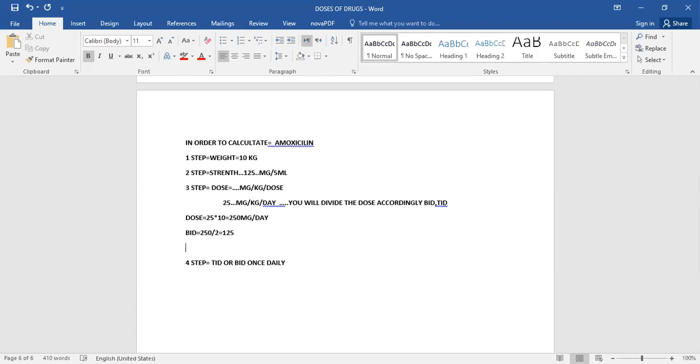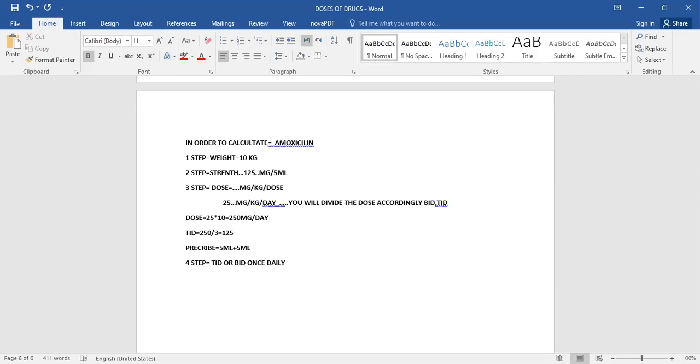Now how do you prescribe it? The strength is 125 milligram per 5 ml. So 125 milligram is equal to how many ml? 5 ml. Now you will give 5 ml in the morning and 5 ml at night, BID. Likewise, if you want to give it TID, then you need to divide by 3 and the answer will be different.